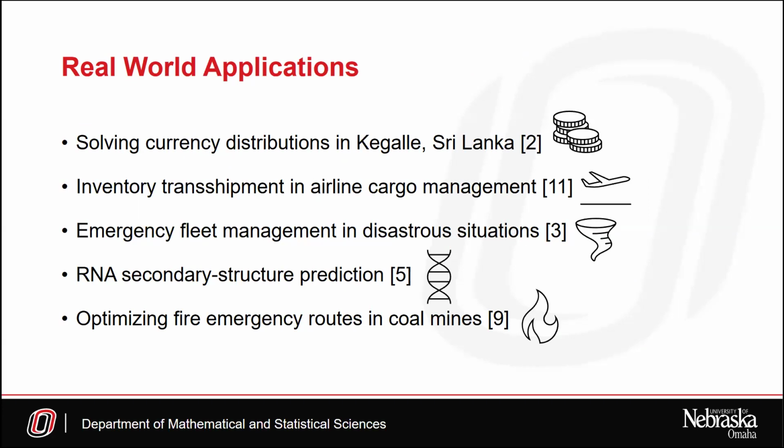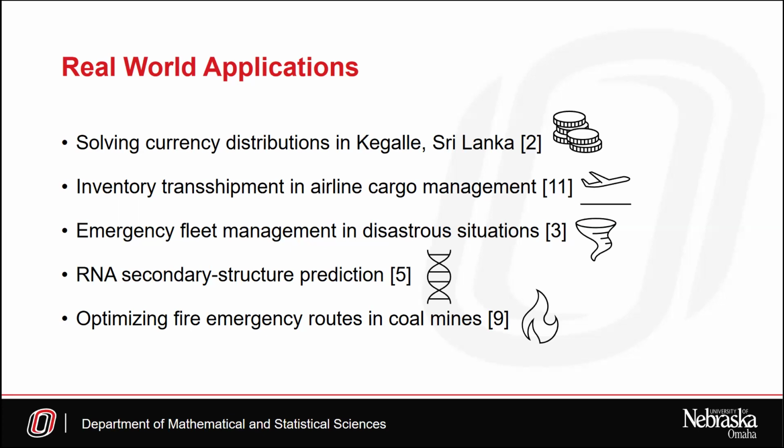So there's currently a study solving money distributions in Kigali, Sri Lanka. And then inventory transshipment and airplane cargo management. So if you ever ordered anything off Amazon or any other shipping facility and had your packages shipped overseas, it's probably been minimized in such a way that the package gets to you on time in the minimal number of transfers, and that's what that study did.